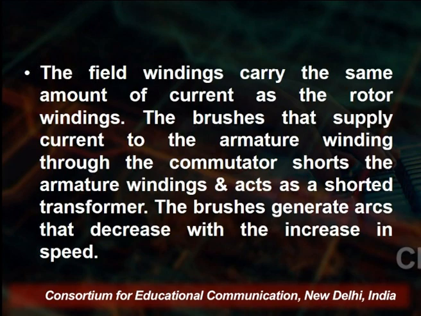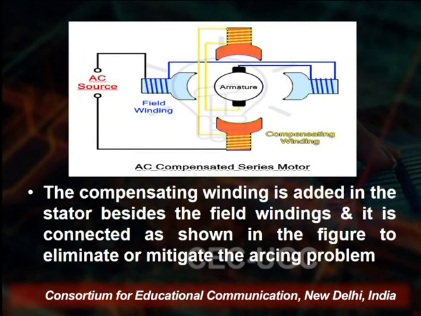And this type of field winding carries the same amount of current as the rotor winding. The brushes supply the current to the windings through the commutator, shorting the windings and acting as a shorted transformer, and the brush generates an arc that decreases with the increase in speed. Here on the screen, this is a compensating winding, which is added in the stator beside the field windings.